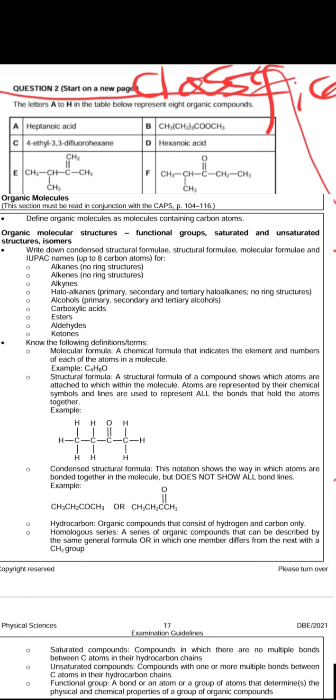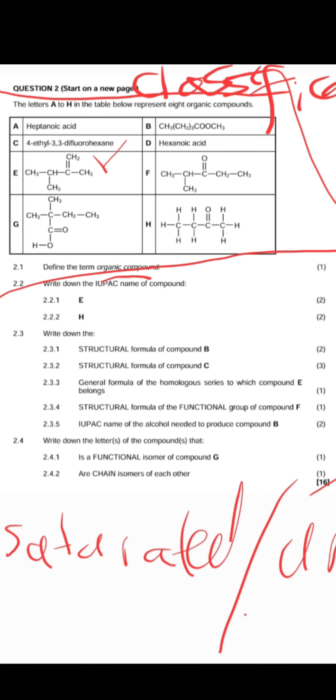We are going to talk about what we call saturated versus unsaturated. So perhaps for us to understand organic compounds, we must know the difference between the saturated and the unsaturated compounds. The saturated, of course, being those that only have single bonds, and the unsaturated being those that have double bonds somewhere. For instance, look at E. E will be regarded as an unsaturated compound because it has double bonds between the carbon atoms.